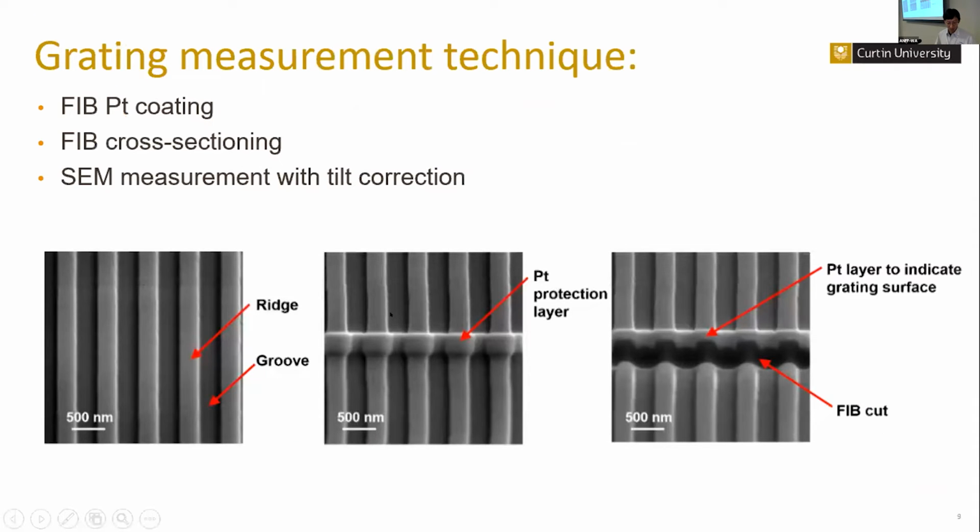We use a typical deposition of a platinum protection layer on top of such structure and use FIB cut to show a better view of the cross-section of the structure. With the tilt correction at SEM measurement, we can accurately know the sidewall angle, depth, and the width of the structures we have made.